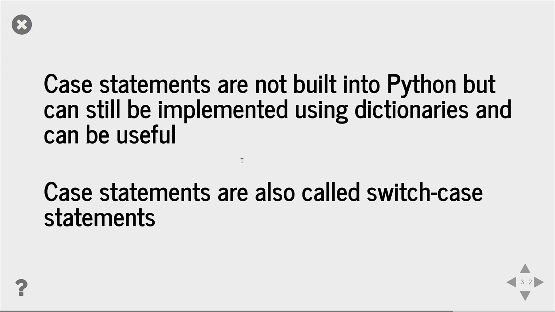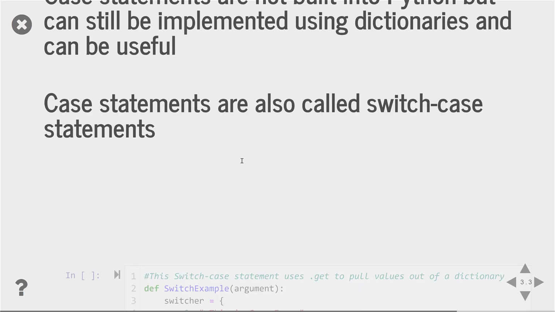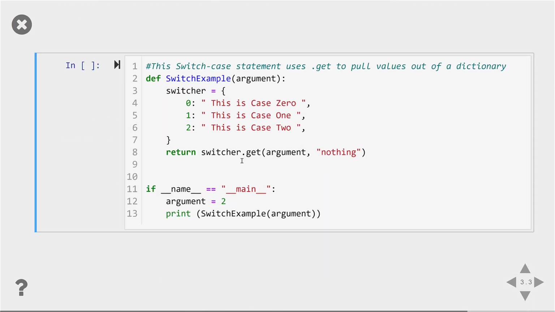They're not built in, but using dictionaries we can kind of fake it. They're also known as switch case statements. If you needed to look something like this up online, those two terms are somewhat interchangeable. So here's a very simple switch case statement that uses .get to pull values out of a dictionary.